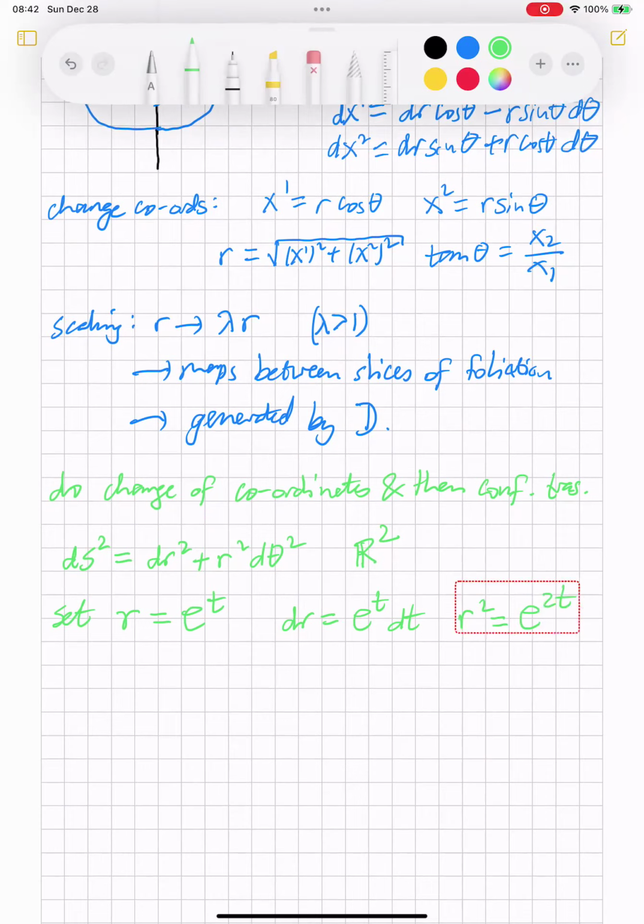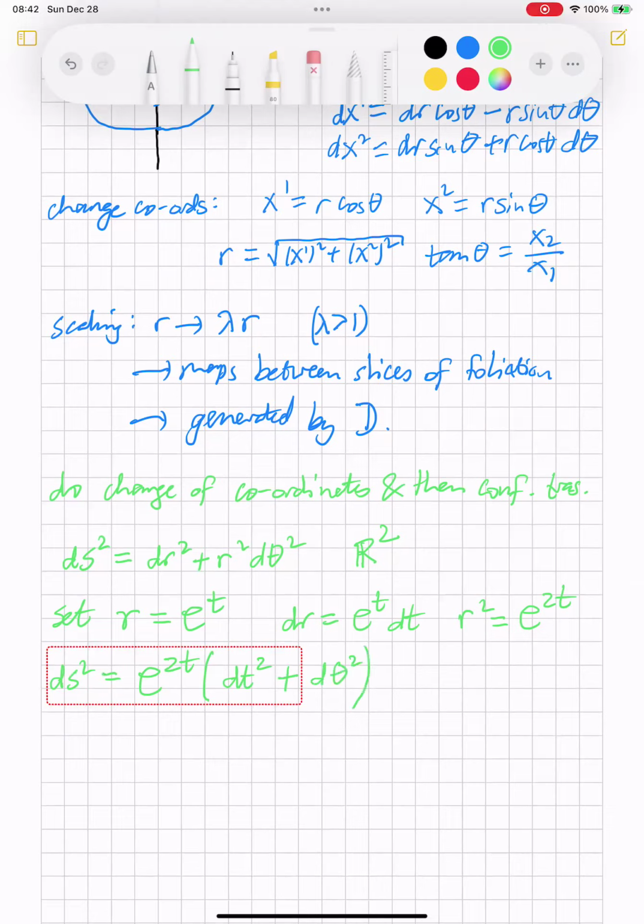So from the dr squared, I'm going to get an e to the 2t using the formula for dr. And from the r squared, I'll get an e to the 2t. So now, from my metric, I can pull up front an e to the 2t. From the dr squared, I'll be left with a dt squared. And from the r squared d theta squared, I'll be left just with d theta squared.